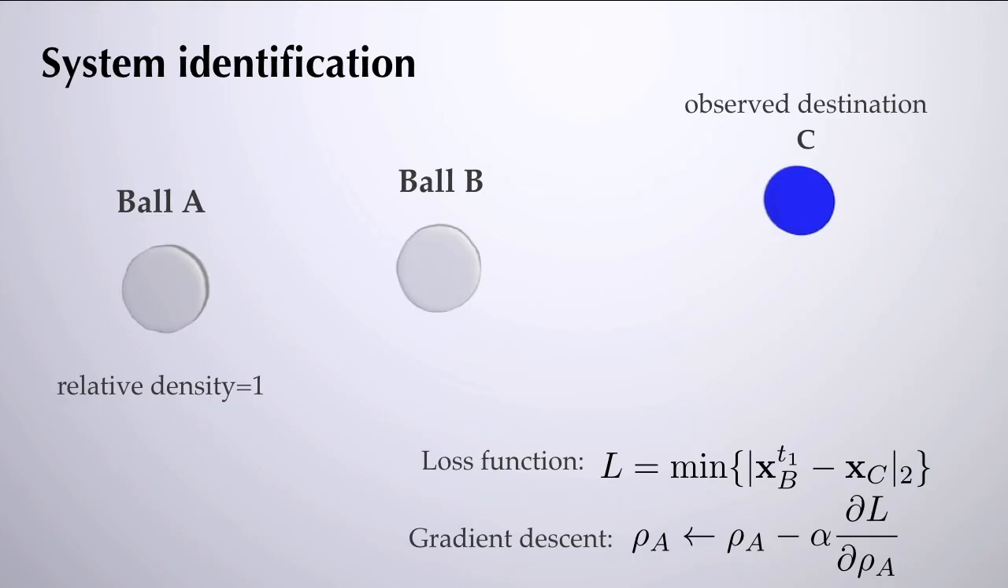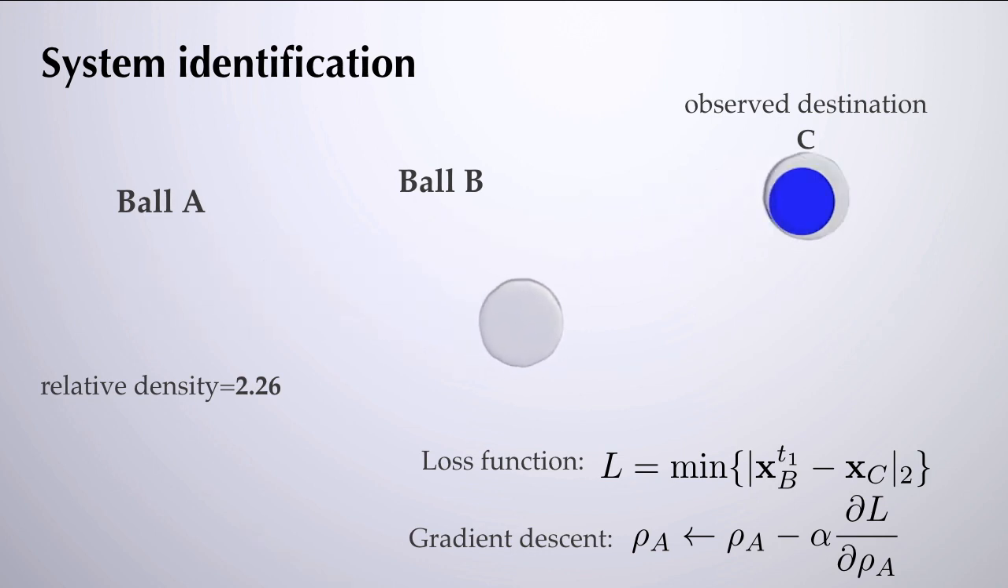Here's a system identification example. Let's say we have two balls, A and B, and A collides into B, and then you have an observation that B ends up at C, and we're trying to solve for the relative density of A and B. Initially, if you set the density to be 1, then unfortunately there's not enough momentum after the collision for B to reach destination C. After a few rounds of gradient descent optimization, you may end up with a relative density of 2.26, which gives B enough momentum after the collision to hit the destination C. So as you can see, by using the gradients, we can know how to adjust the relative density of two balls and then end up with a reasonable guess.